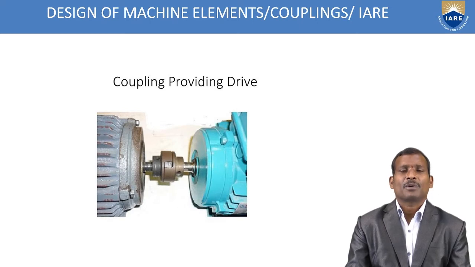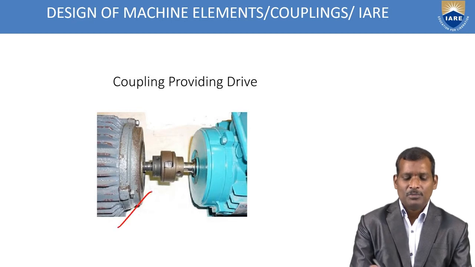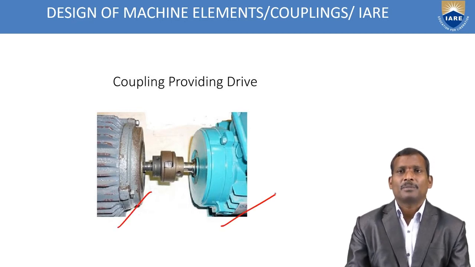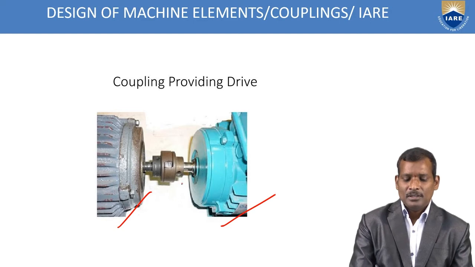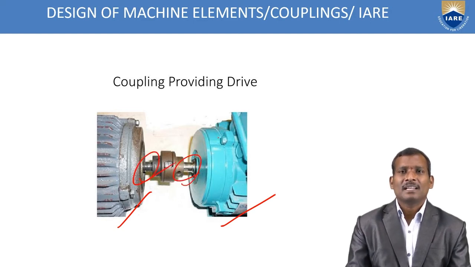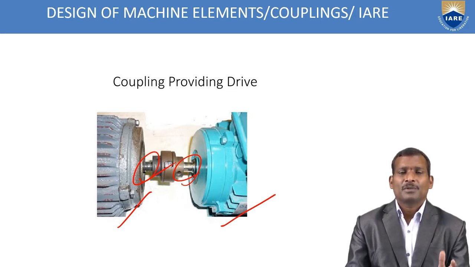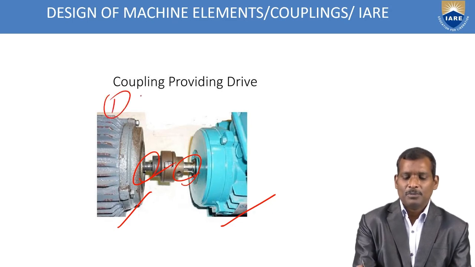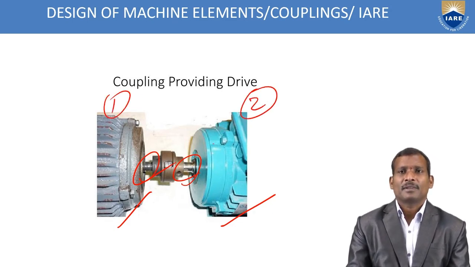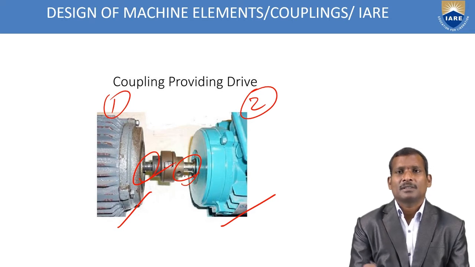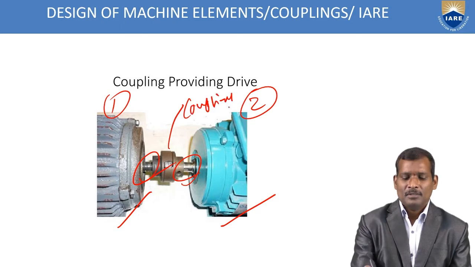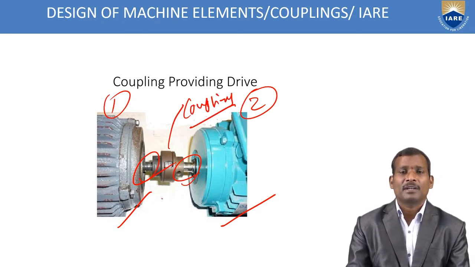See, in this coupling providing drive, here clearly shown, one is the motor shaft and another one is the pump shaft. These two shafts are linked with the help of a coupling. These two halves before coupling, this is one part, this is the second one. The shaft is one and the second one is two. These two are connected with the help of this joint, and this type of joint is called a coupling.